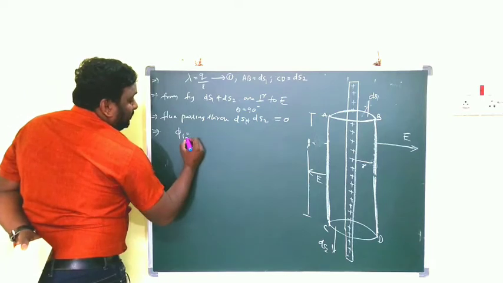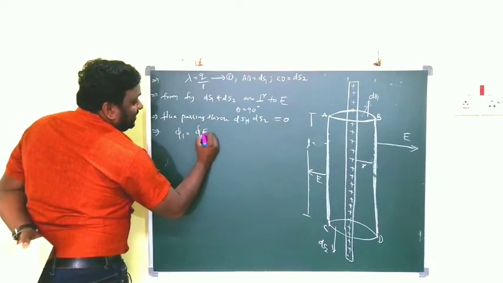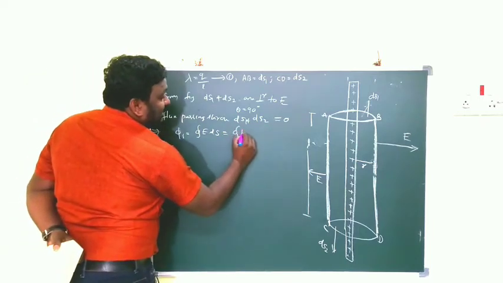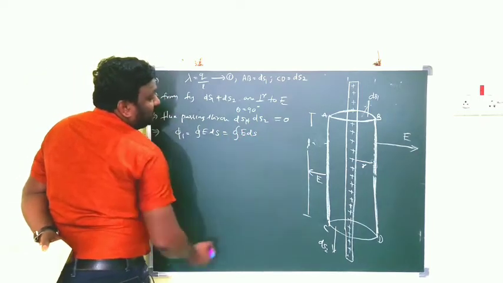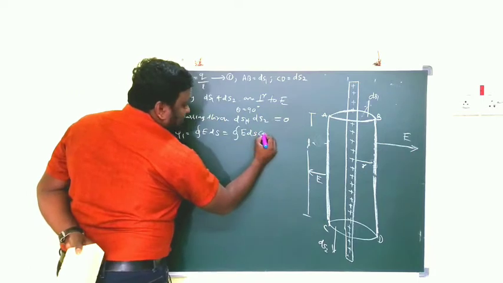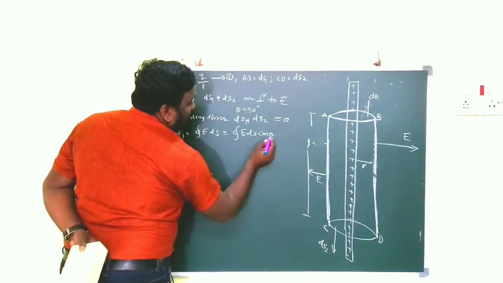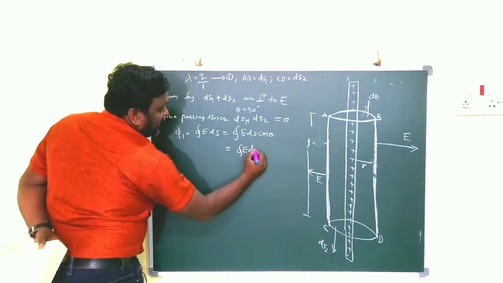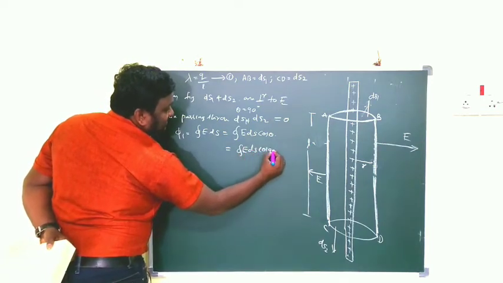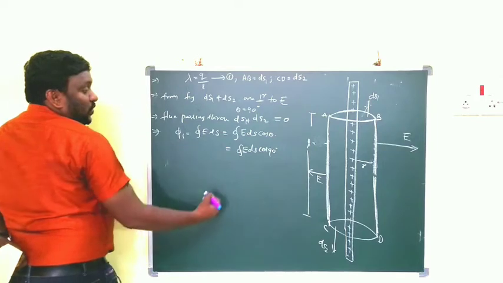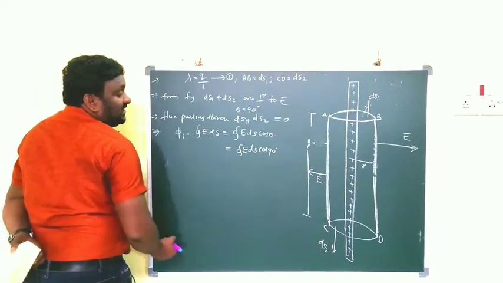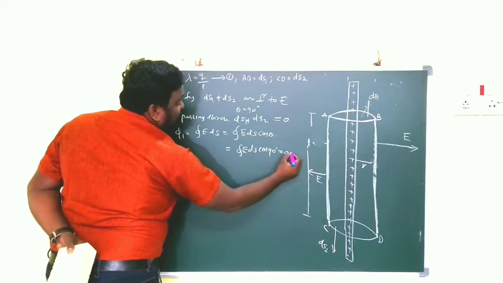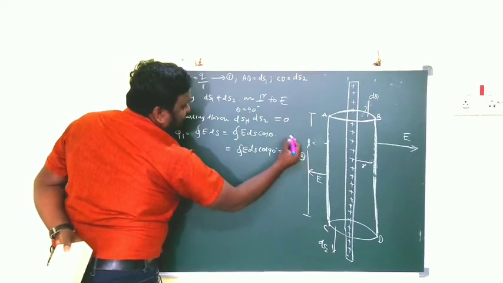So what do you write? Phi is equal to the integral of E dot ds. That means the closed integral of E ds cos theta. What is the angle here? The angle is 90 degrees, so E ds cos 90. Children, when it is cos 90, the value is 0. That's why the flux passing through this should be taken as 0.